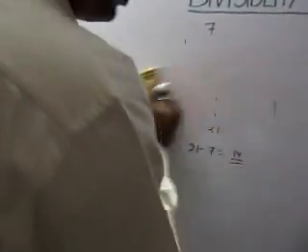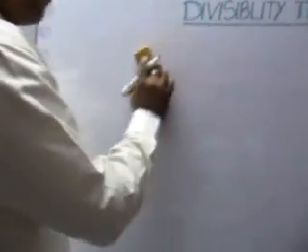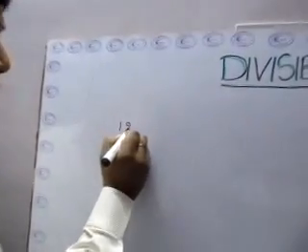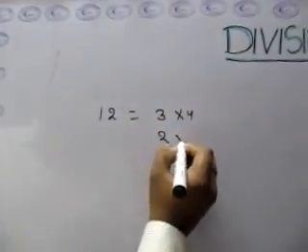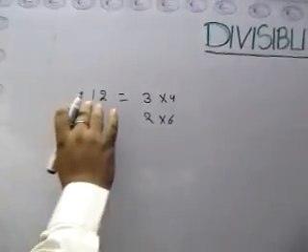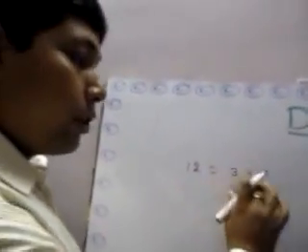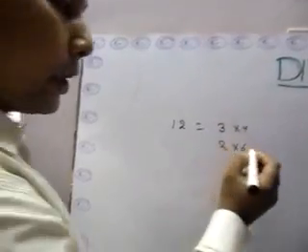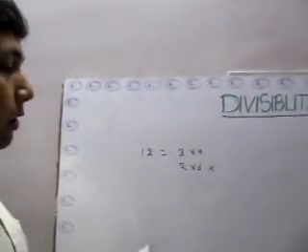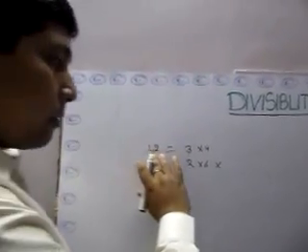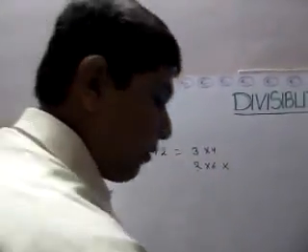Now have a look at the divisibility test of a composite number like 12. 12 is equal to 3 into 4, 2 into 6. To check the divisibility of 12, whether we take 3 into 4 or 2 into 6, we will not take 2 into 6 because these two factors are not co-prime to each other. So we will divide 12 as a multiplication of two of its co-prime factors.